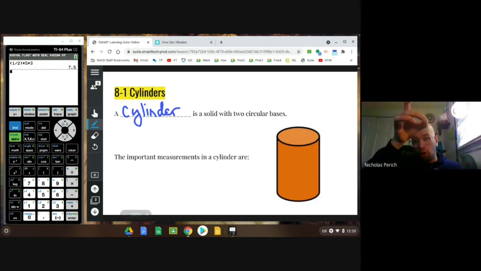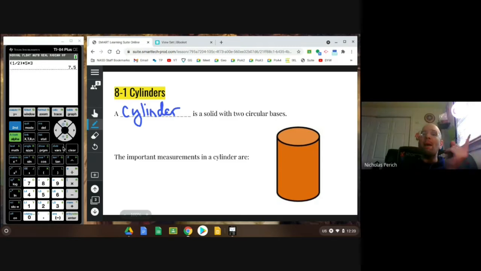It's a circle on the top and a circle on the bottom. So it doesn't matter if I flip the circle upside down or right side up. My base is a circle, and a cylinder is 2 circular bases. If you have scrap paper, if you're taking notes, try to draw that figure out.